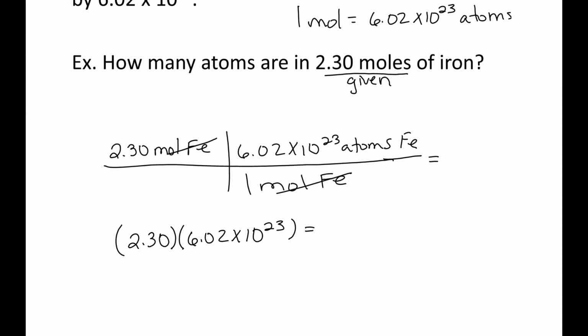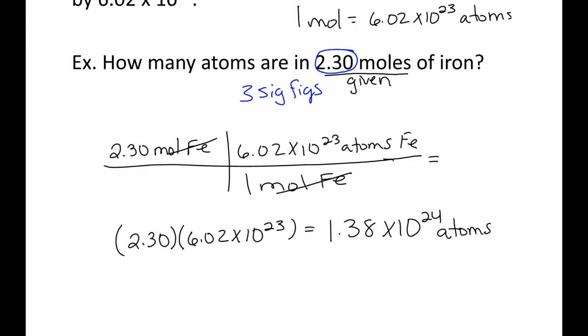Now, if you'll notice here, our number, 2.30, has 3 sig figs. Okay, that's how many sig figs our answer is going to have. And what I'm going to try and do is keep it at 3 sig figs so that you know your answer should go, you round to the nearest 3 sig figs. So in this case, it's 1.38. I think the original number was like 1.384, blah, blah, blah, a whole bunch of numbers. Just round to 3, your first 3 numbers, 1.38 times 10 to the 24 atoms of Fe. That's your answer.